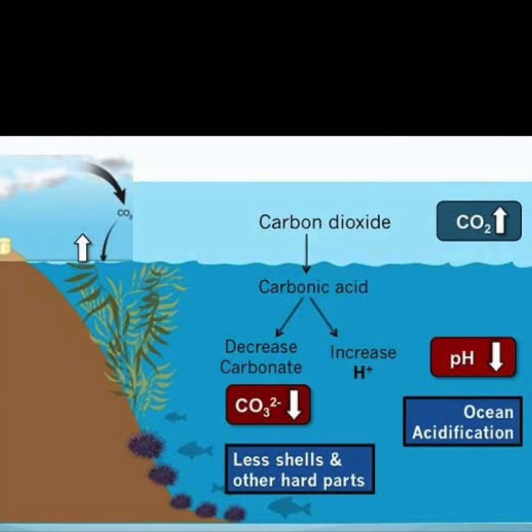So not only is carbonic acid causing an increase in hydrogen ions in our salt water, but it's also causing a decrease in our carbonate. Now, the less carbonate we have available, the fewer shells that marine creatures can produce, as well as our corals, as these are the building blocks for their shells and their skeletons.